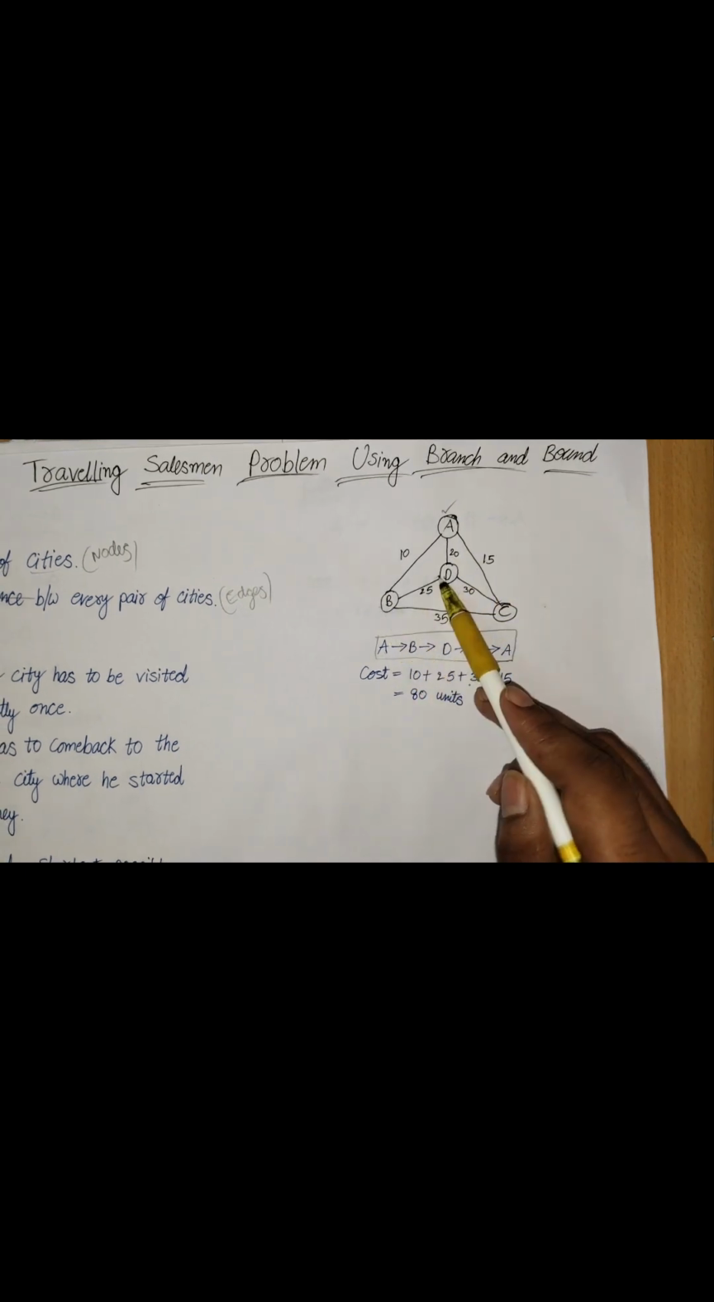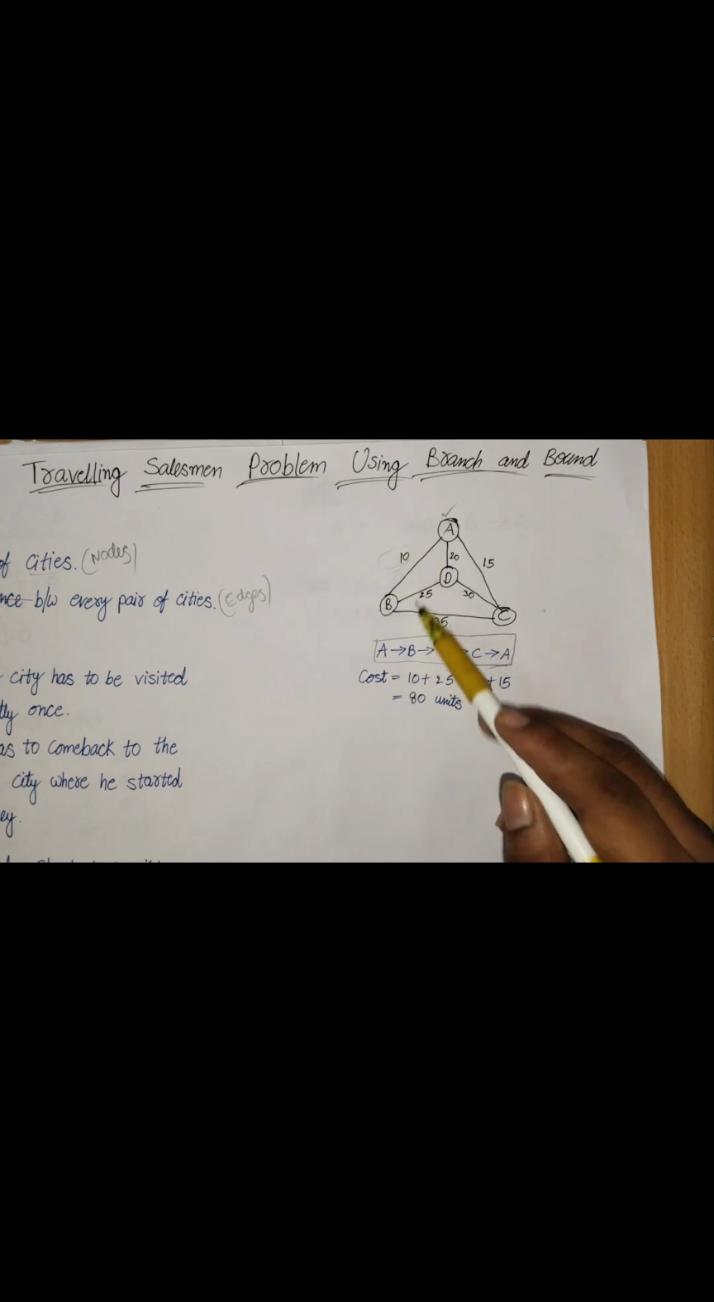And see, A to B, B to D, D to C, C to A. This is the path he will be taking to cover the minimum distance and complete his tour. So the cost will be calculated: A to B is 10, B to D is 25, D to C is 30, and C to A is 15. So the sum of all is 80. So he needs to cover 80 units to complete his total journey. So this is a simple example.